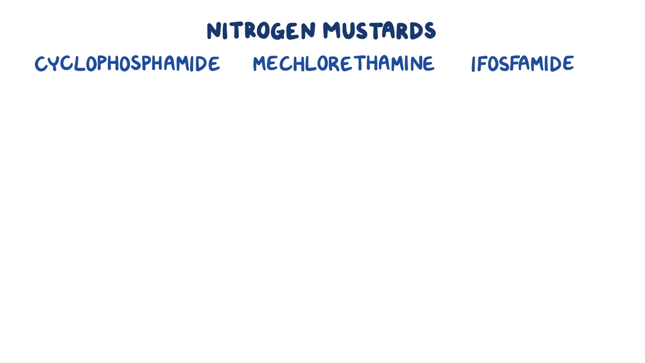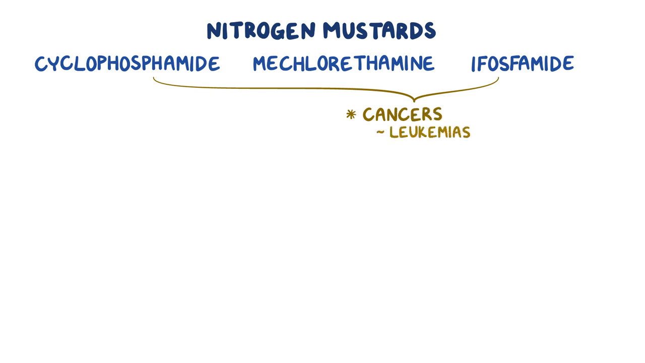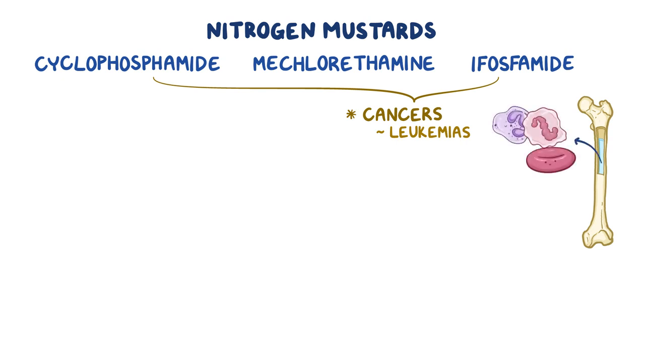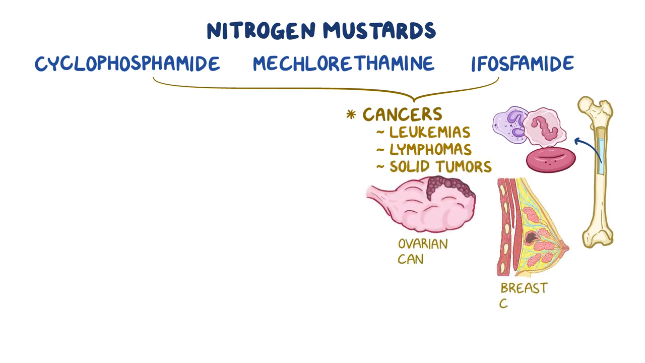Now moving on to the indications. Cyclophosphamide and ifosfamide can be used in various types of cancers. They are used against leukemias, which are a type of cancer that affects the cell in the bone marrow that eventually becomes white and red blood cells, and lymphomas, which are cancers of the immune cells in the lymph nodes. It can also treat other solid tumor cancers like ovarian and breast cancer.